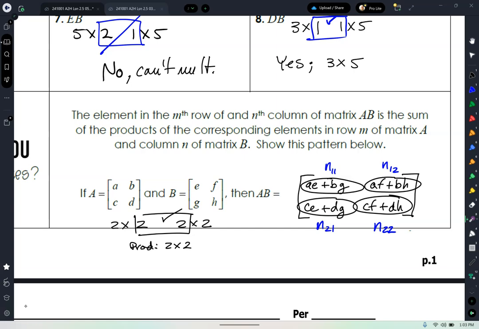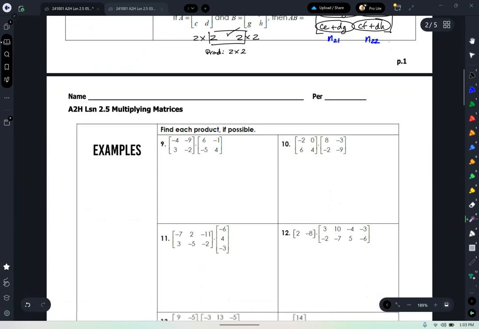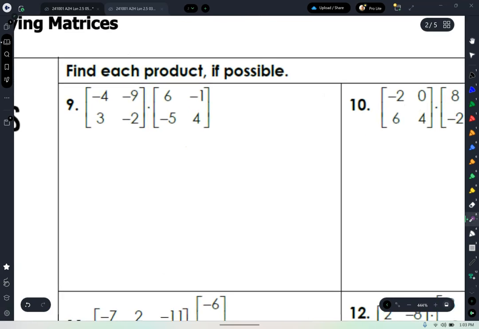Okay, here we go then. Let's do some multiplying of matrices. All right, so first thing I want you to do right here, we're going to do this one together. First thing I want you to do right here is write out some justification as to whether or not you can or cannot multiply. And if you can, what is the product dimensions going to be? Go ahead and do that.